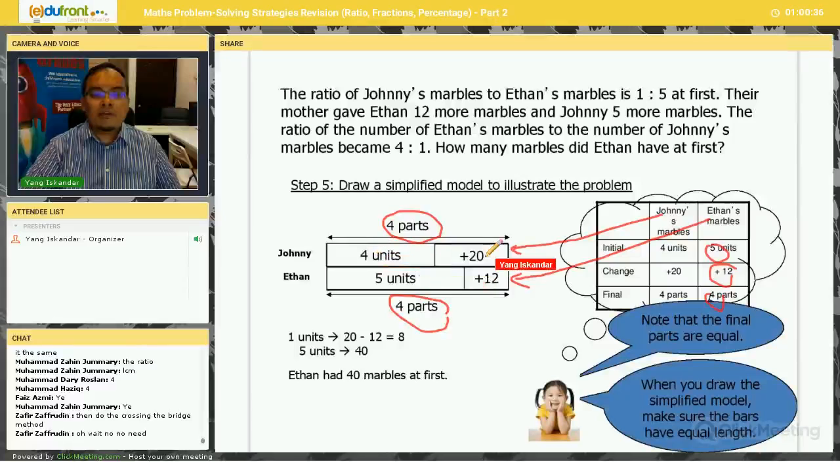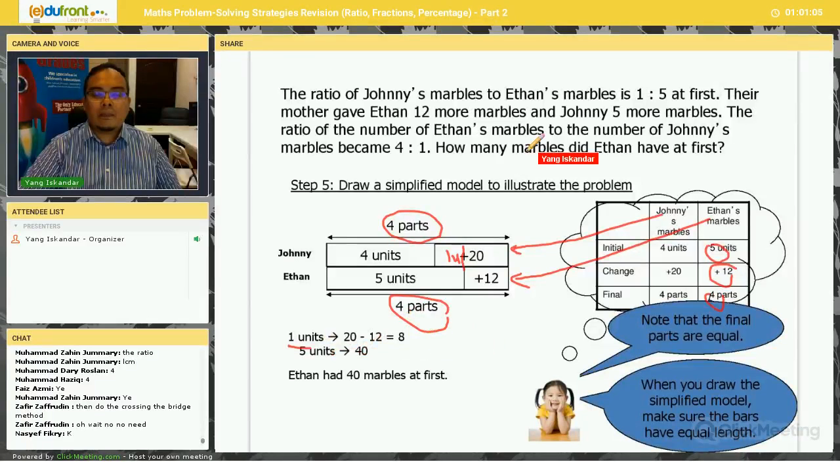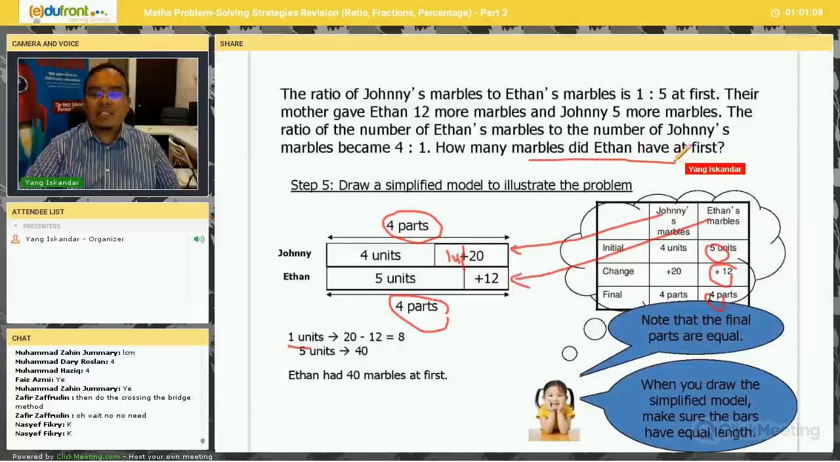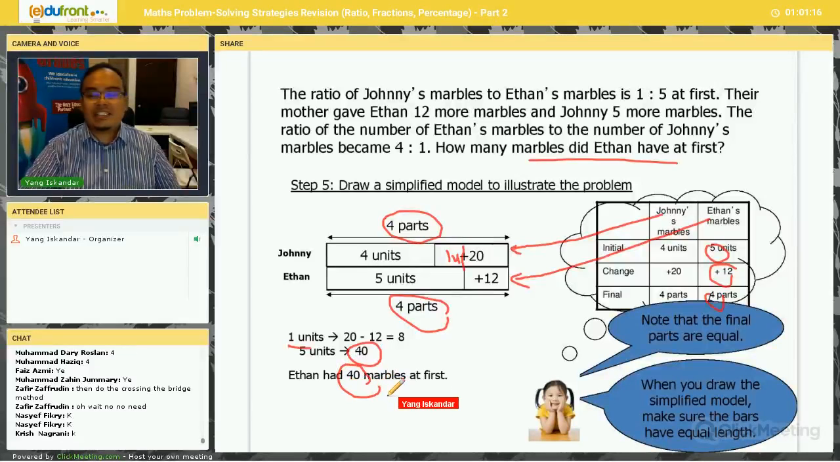Okay. So what you can observe here, 4 units plus 20, 5 units plus 12. So 1 unit is from here to here, right? It must be 20 minus 12. Since here to here is 5 units, here to here is 4 units, this is 1 unit. So how do I get 1 unit? 20 minus 12, which is 8. So 1 unit is 8. And then they ask you, how many marbles did Ethan have at first? Ethan has 5 units, right? So 5 multiplied by 8, I get 40. So Ethan has 40 marbles at first.